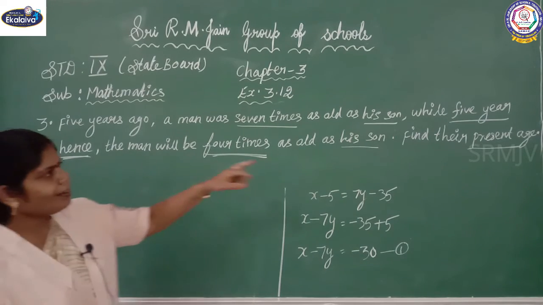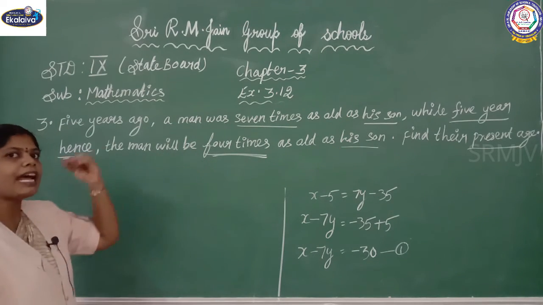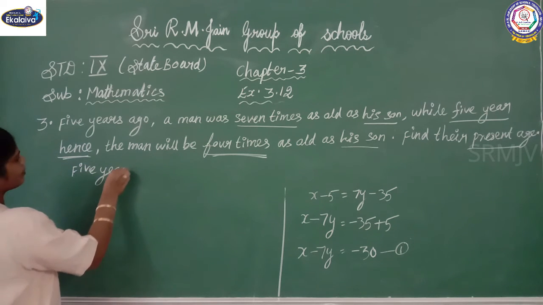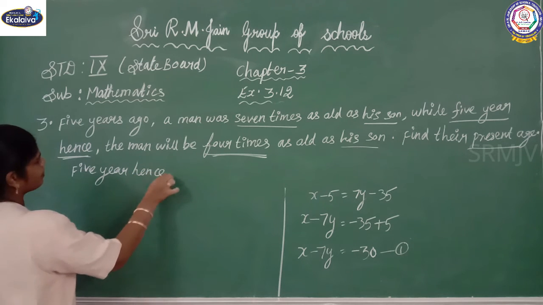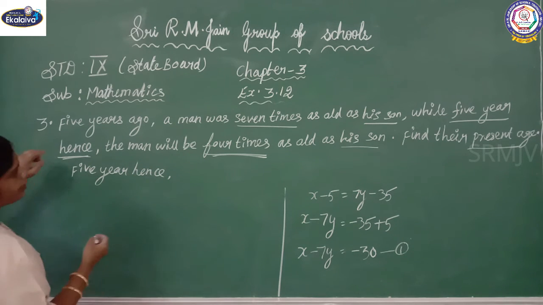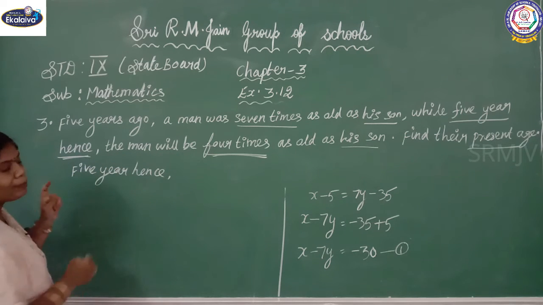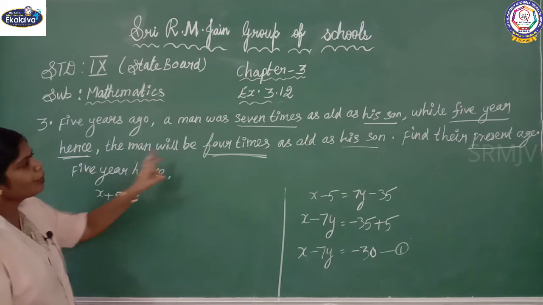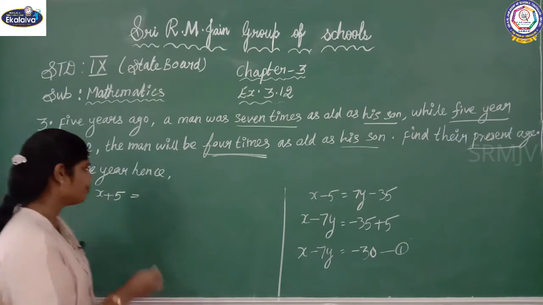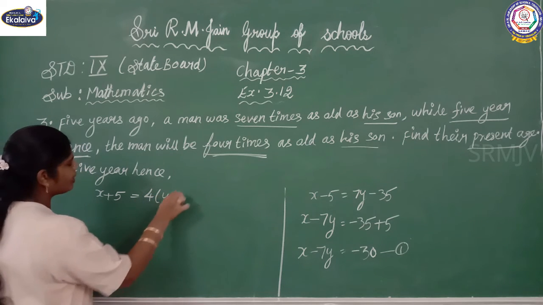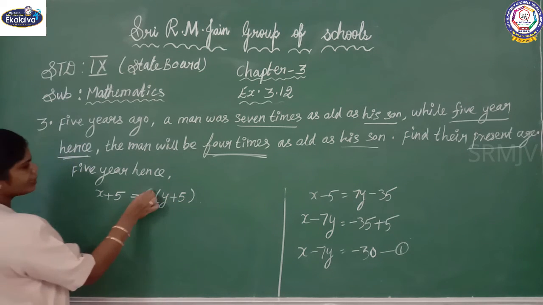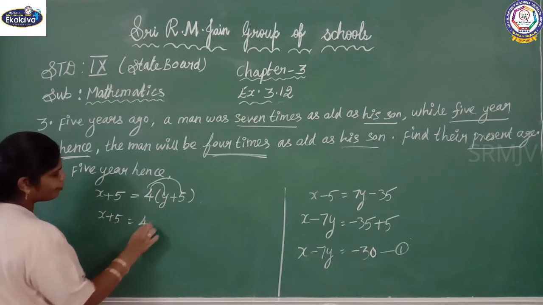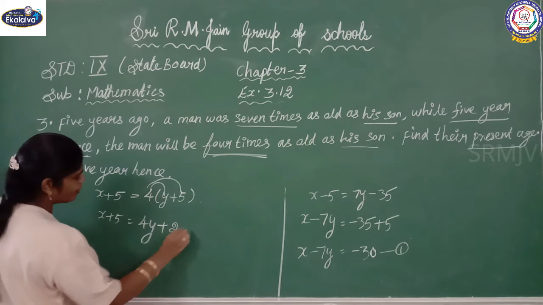The second condition, 5 years hence. Hence means after 5 years. Okay. So what will you get, children? The man's present age is X. So X plus 5 equals 4 times as old as his son. So 4 into Y plus 5. Now simplify this. 4 into Y, 4 into 5. So X plus 5 equals 4Y plus 4 fives are 20.